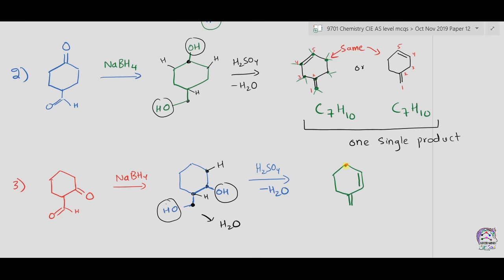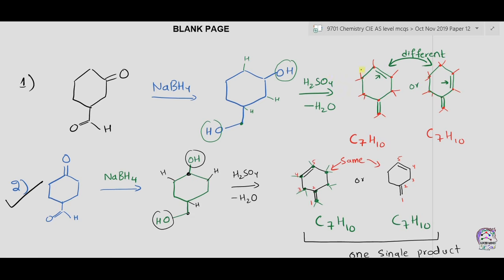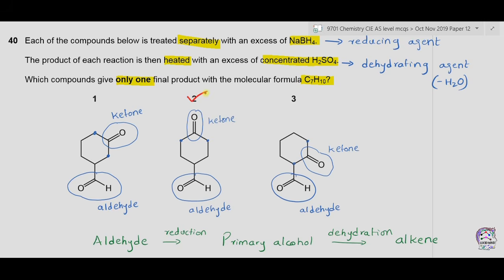Let's find the molecular formula. We have 1, 2, 3, 4, 5, 6, 7 carbons and ten hydrogen atoms. So we can see that compound 2 and compound 3 give only one possible product and compound 1 gives two different products. So therefore options 2 and 3 are correct. So therefore the answer is C.